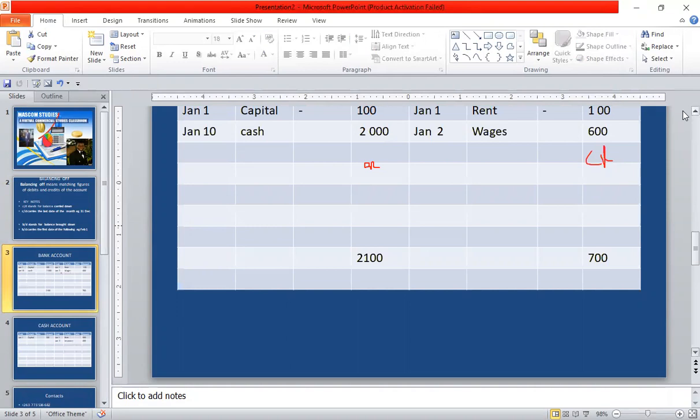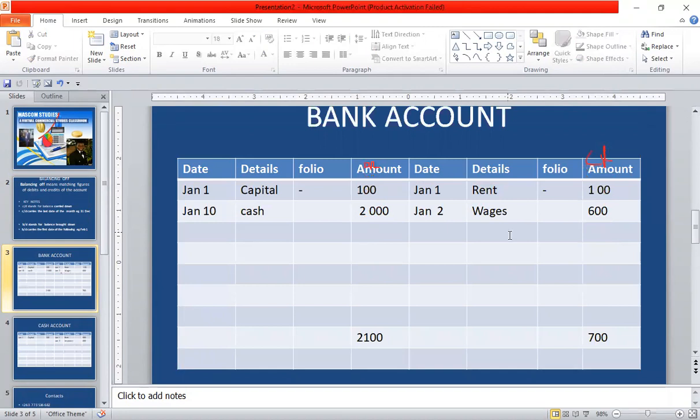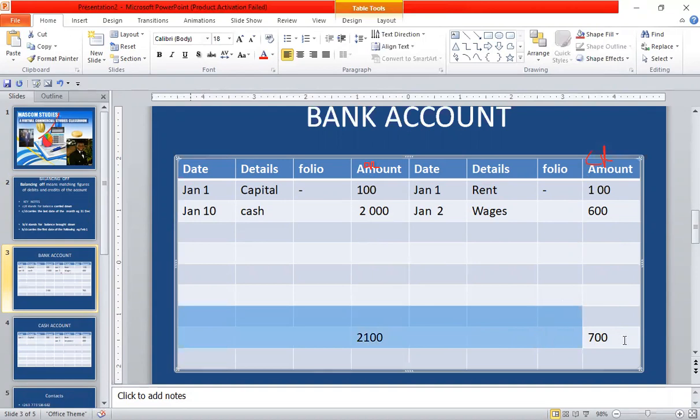Okay, I think it's now clear. You can actually follow from this: on the debit side, we've got 2,100. On the credit side, we've got 700. So in the ledger now, this is my working. Please don't use this section. This is actually my working. I don't want to use this section. You compare the amounts.